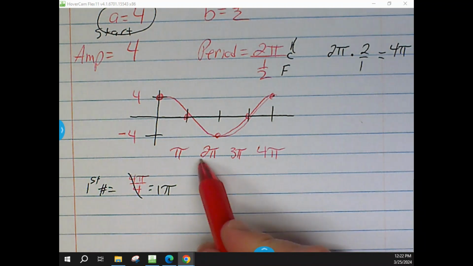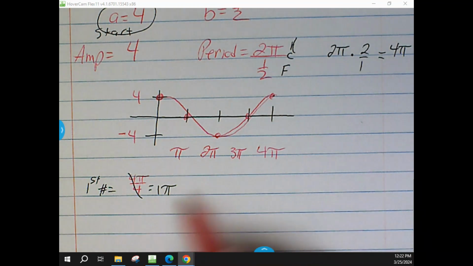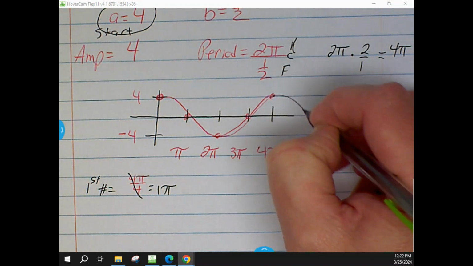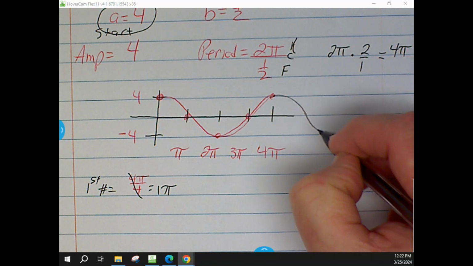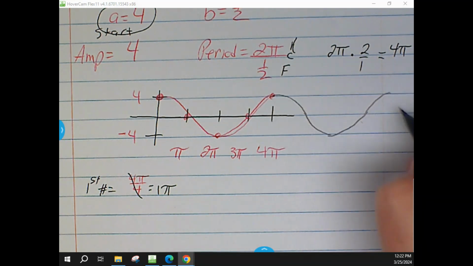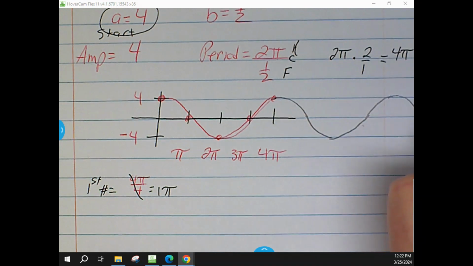Second number is going to be 2 pi. Third number will be 3 pi. Fourth number will be 4 pi. Now, we're going to do this one little piece of it. If you were to keep this thing going, which the sine graphs actually do, this thing would just keep repeating. The next time you get to 5 pi, you'd be here. If you went to 6 pi, you'd be at the bottom. 7 pi, you'd be back to the middle. 8 pi, you'd be back to the top. And this thing just keeps going forever.